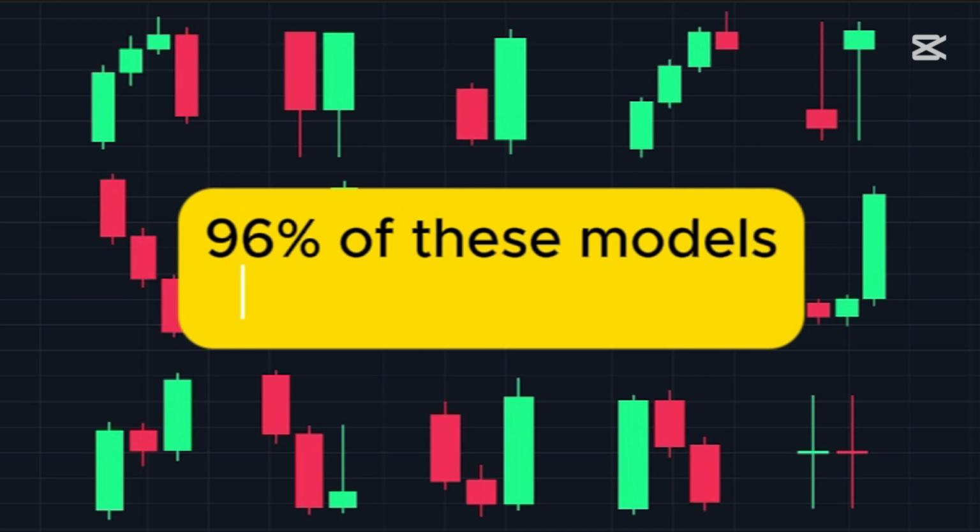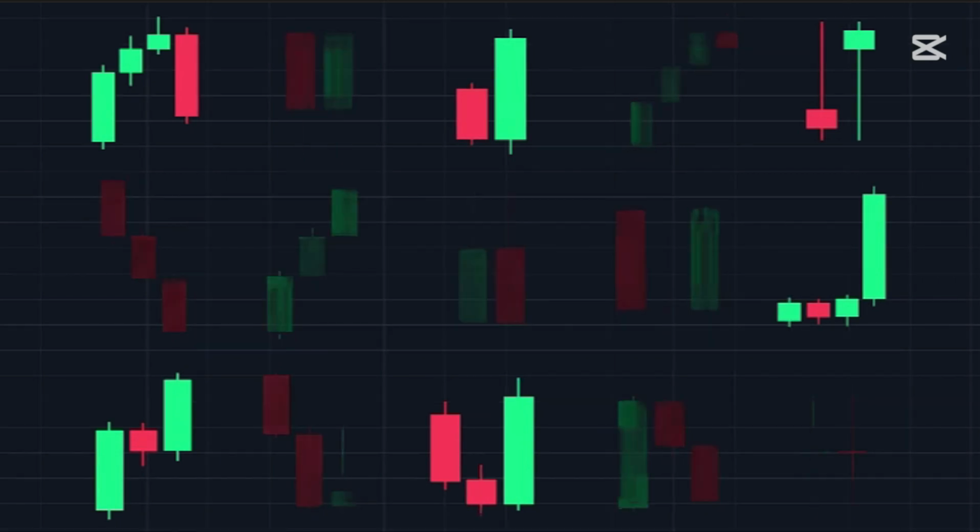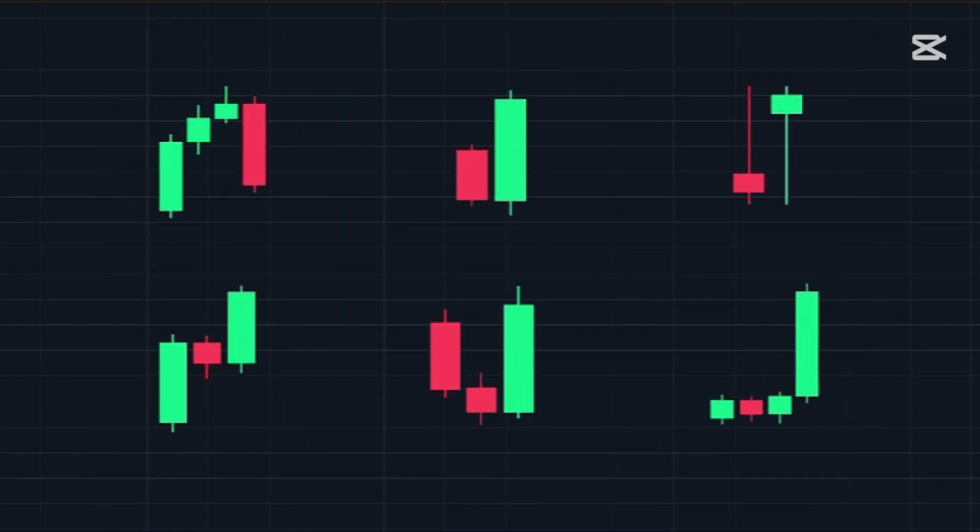But the truth is, 96% of these models actually don't work, because I have tested them all throughout my trading. However, I find that a handful of models work extremely well and have brought me a lot of profit.